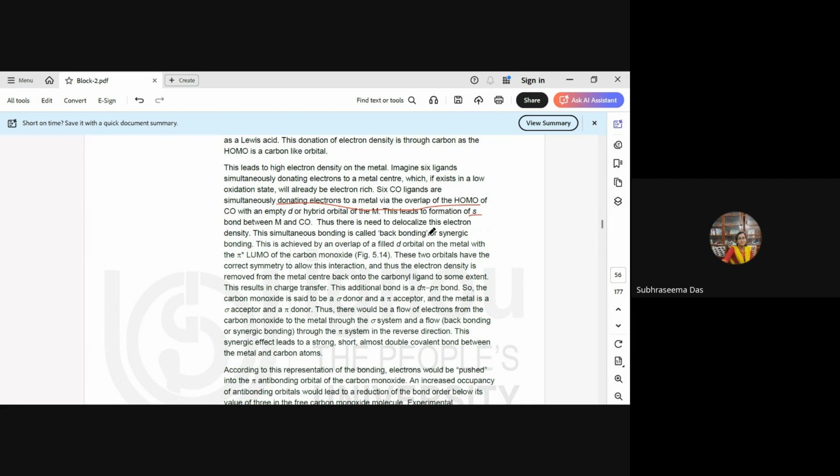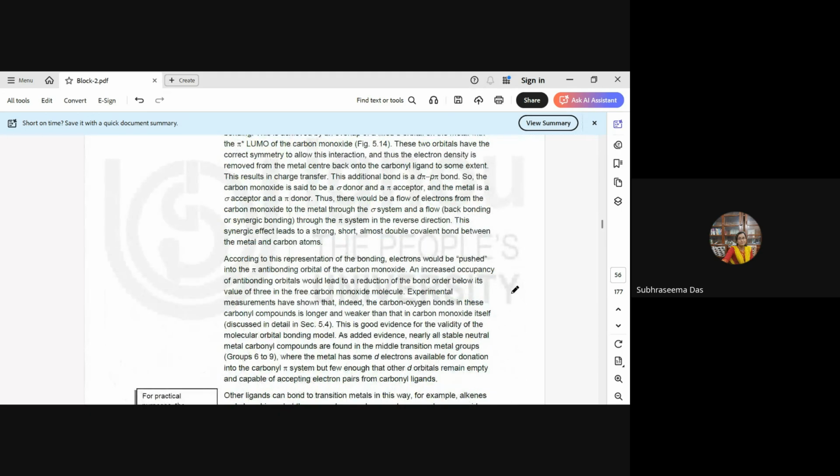So thus there is a need to delocalize this electron density. This is achieved by an overlap of a filled d orbital on the metal with the pi star LUMO of the CO molecule. After the overlap, the two orbitals have the correct symmetry to allow for this interaction, and thus the electron density which was more on the metal gradually moves back from the metal and concentrates back on the carbonyl ligand.